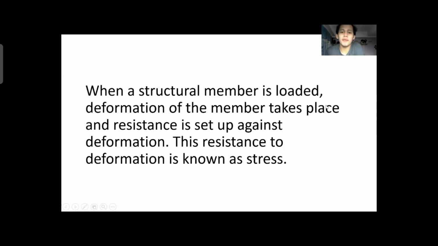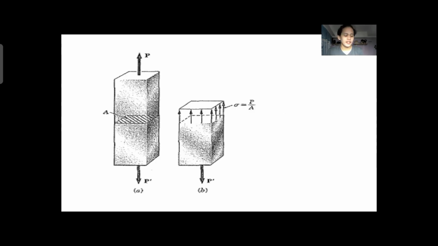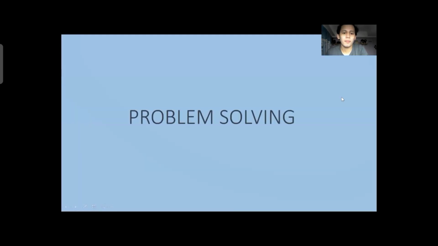When a structural member is loaded, deformation of the member takes place, and resistance is set up against deformation. This resistance to deformation is known as stress. In this figure, the stress in a member of cross-sectional area A subjected to an axial load P is therefore obtained by dividing the magnitude P of the load by the area A, in which stress is denoted by this symbol sigma. Let's try to solve a problem.